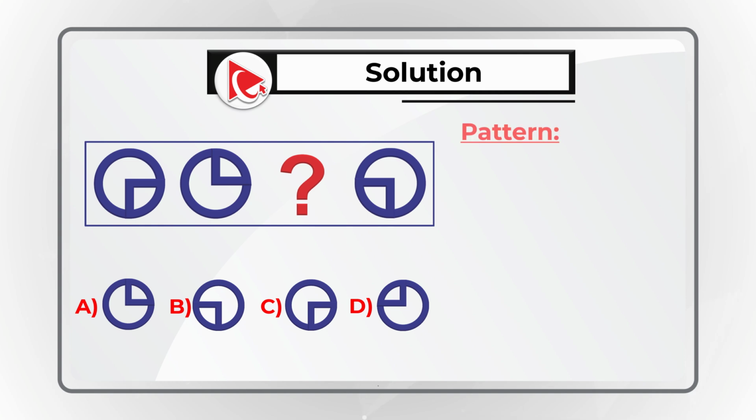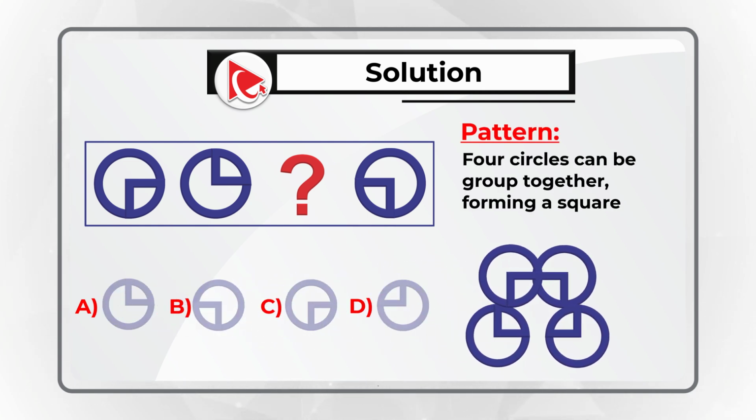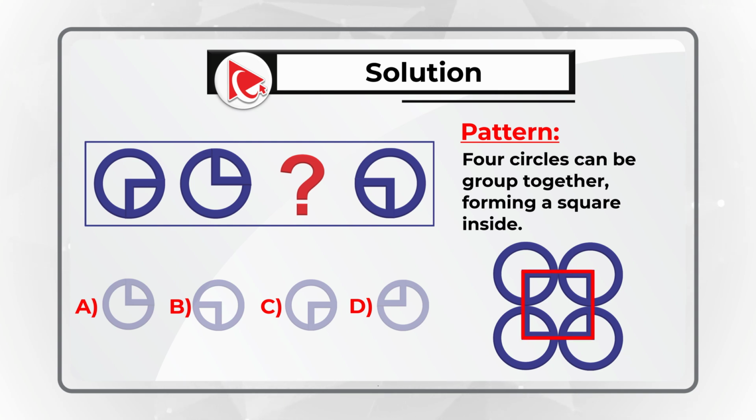As you might have noticed, there is another set of lines inside the circles, and 4 circles can be grouped together, forming a square inside. So the correct choice here is choice D. Hopefully you've nailed this question and now know how to answer similar problems on the test.